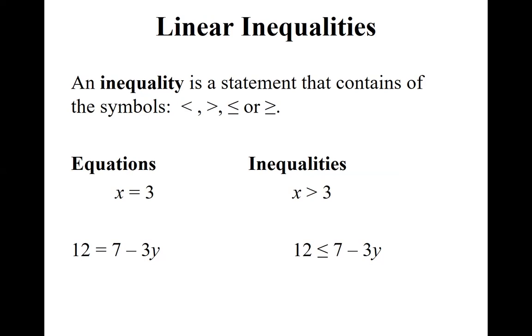So an example of an equation would be x equals 3. An example of an inequality would be x is greater than 3. An example of an equation would be 12 equals 7 minus 3y. An example of an inequality is 12 less than or equal to 7 minus 3y. So instead of an equal sign, there's one of our inequality symbols there instead.